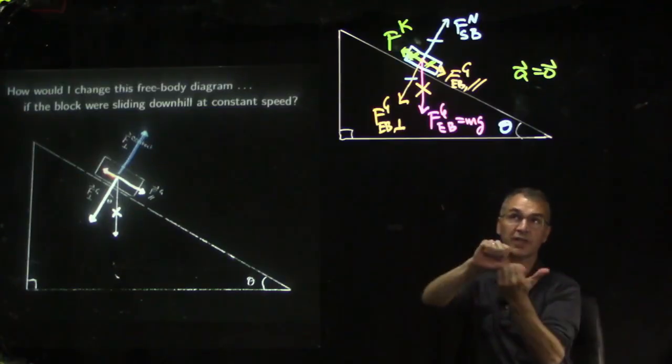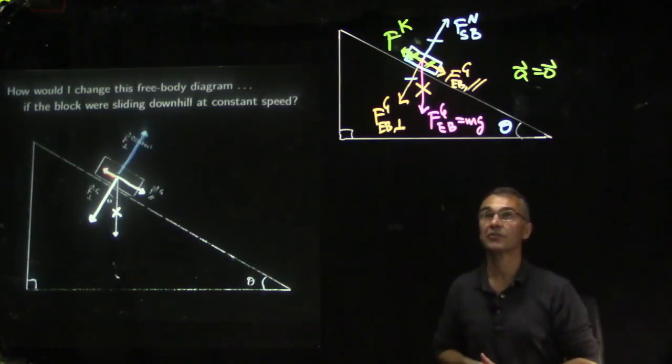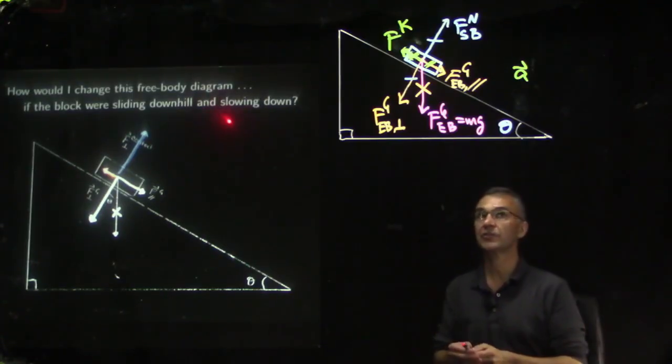But if the velocity points downhill, then friction must point uphill. So I think that makes sense. So I would just change the static to a kinetic, and I think then it's fine. This is constant velocity, and it's moving downhill. What if the block were sliding downhill and slowing down?